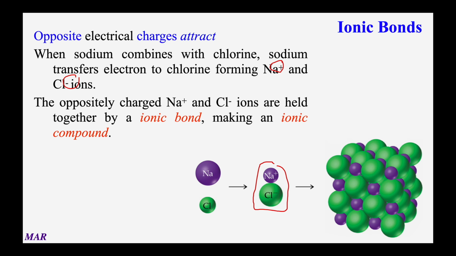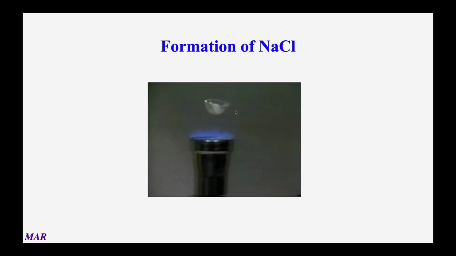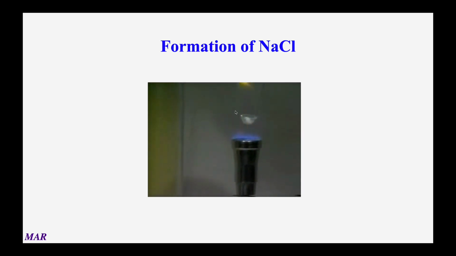But in reality, you've got this elaborate three-dimensional network where there's alternating positive, negative, positive, negative, positive, negative in all three directions. Very, very strong, really intense glue, if you will, that holds the atoms together. But usually we'll just refer to them as NaCl. Here's a video that actually shows the formation of NaCl. Sodium metal is heated until it melts and just begins to burn.